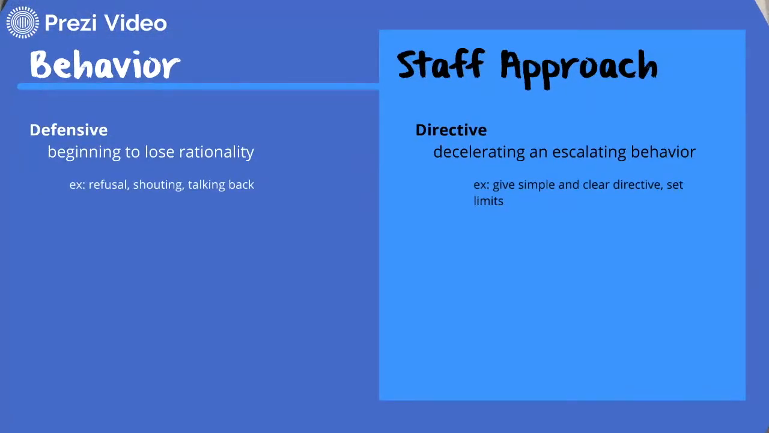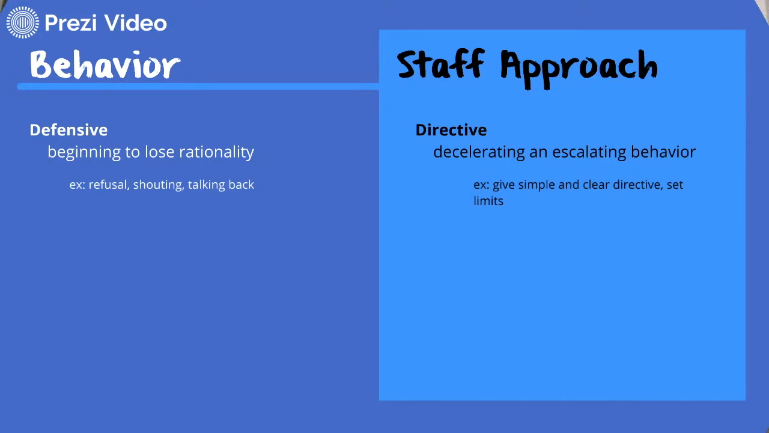That second level of behavior escalation is defensive. So, the student's gone through anxiety. We've seen a change in behavior. They haven't de-escalated. Sometimes it's very quick. So they may move right from anxiety into a defensive level. But what the defensive level looks like is beginning to lose rationality. That's when you might start to see that non-compliance, that student saying no, maybe they're shouting, maybe they're talking back, maybe they're questioning you. They're starting to lose that rationality. They're escalating. It may not make a lot of sense to us.